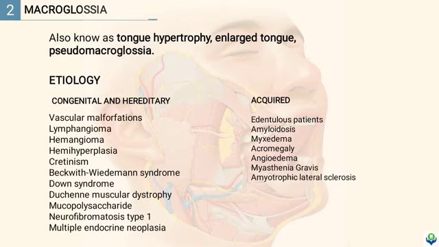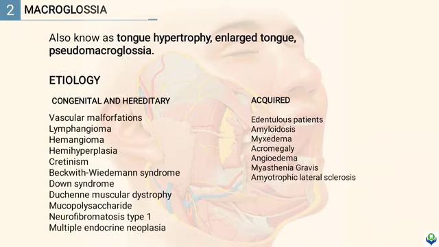Macroglossia. Macroglossia is also known as tongue hypertrophy, enlarged tongue, and pseudomacroglossia. Etiology. The causes for macroglossia can be divided into congenital, hereditary, and acquired. The congenital causes for macroglossia are vascular malformations, lymphangioma, hemangioma, hemihyperplasia, cretinism, Beckwith-Wiedemann syndrome, Down syndrome, Duchenne muscular dystrophy, mucopolysaccharidosis, neurofibromatosis type 1, and multiple endocrine neoplasia.